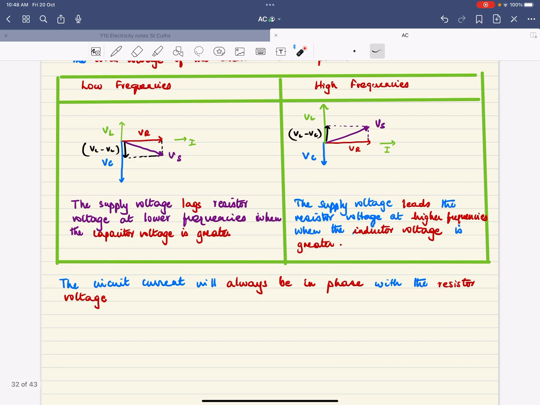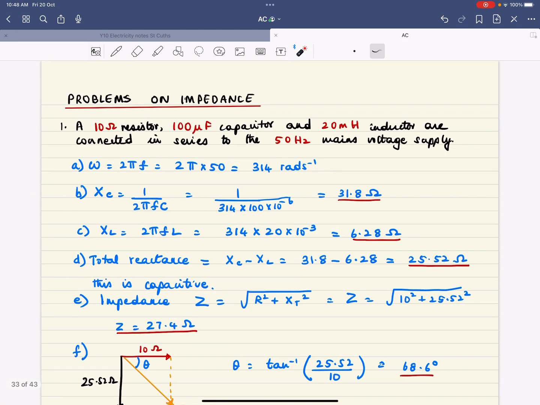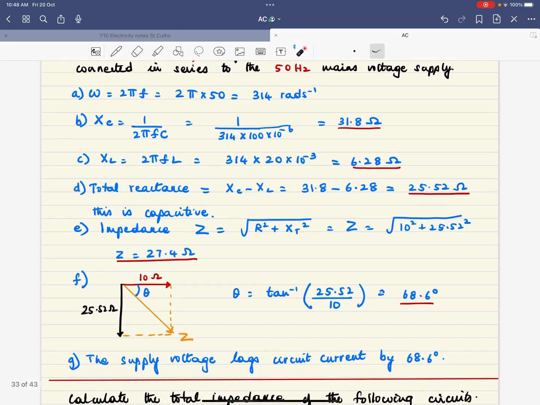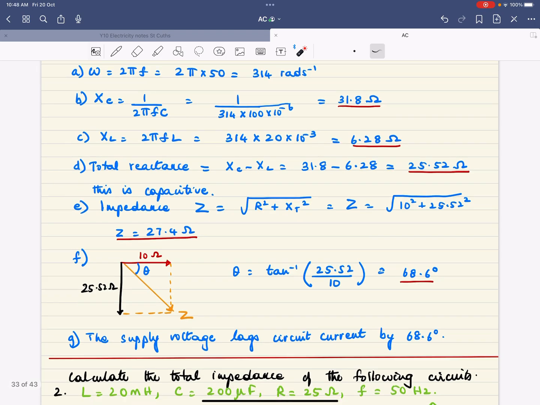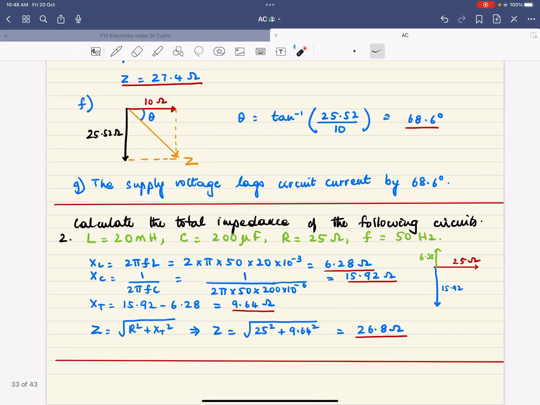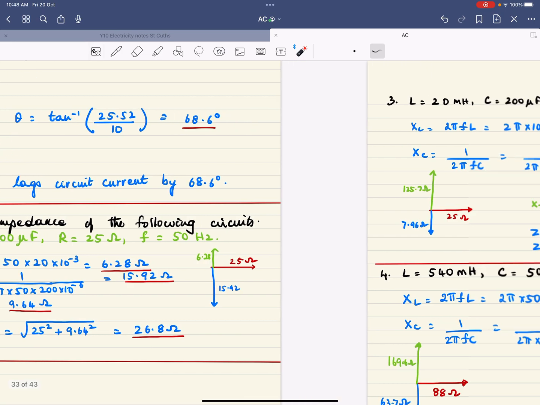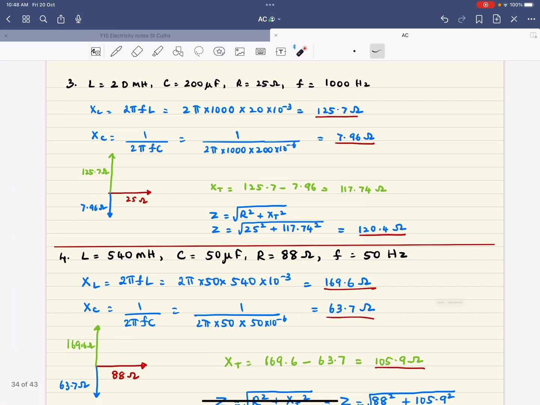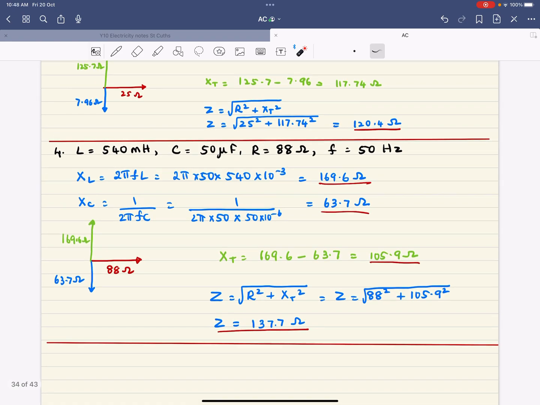And I've done some questions on this, LCR circuits and impedance. So you can take a look, try solving them, and then look at my answers if you'd like to check. So here's one, and then there are a couple more over here if you'd like to take a look. So there you go.